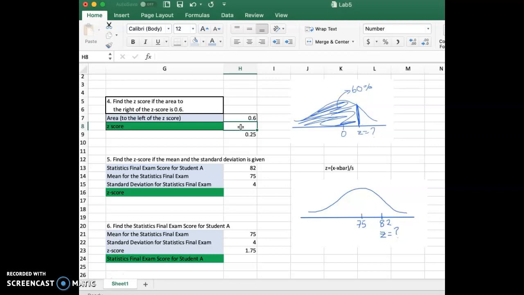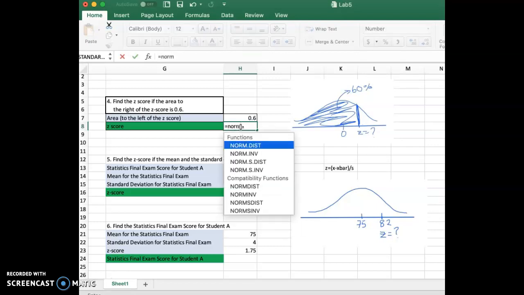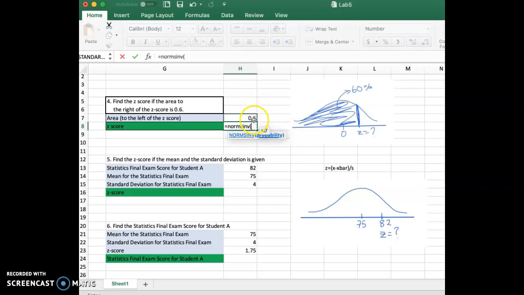So we can use equal NORM.S.INV, and probability meaning is area, 0.6. When you hit enter, you get what we already found, 0.25. So this is how we find the z-score, NORM.S.INV. This is for when we have the normal distribution with the mean 0 and standard deviation 1.